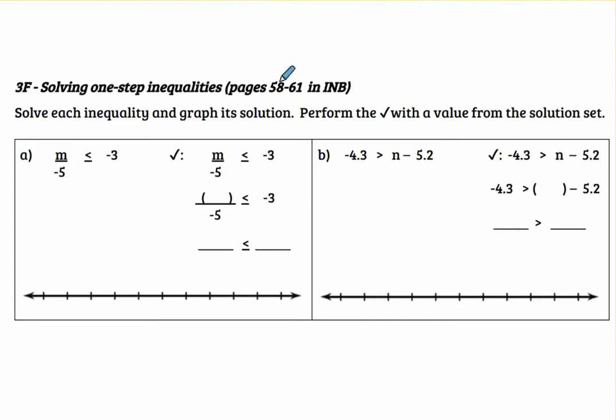We are now at 3F, which is one-step inequalities. So the first one, I'm going to draw my river here, and I know that I need to get rid of this division. So how do I get rid of division? I multiply. I multiply by the number that I'm trying to get rid of. I'm trying to get rid of this -5, so I'm going to multiply by -5. And whatever I do on this side, I also do on this side.